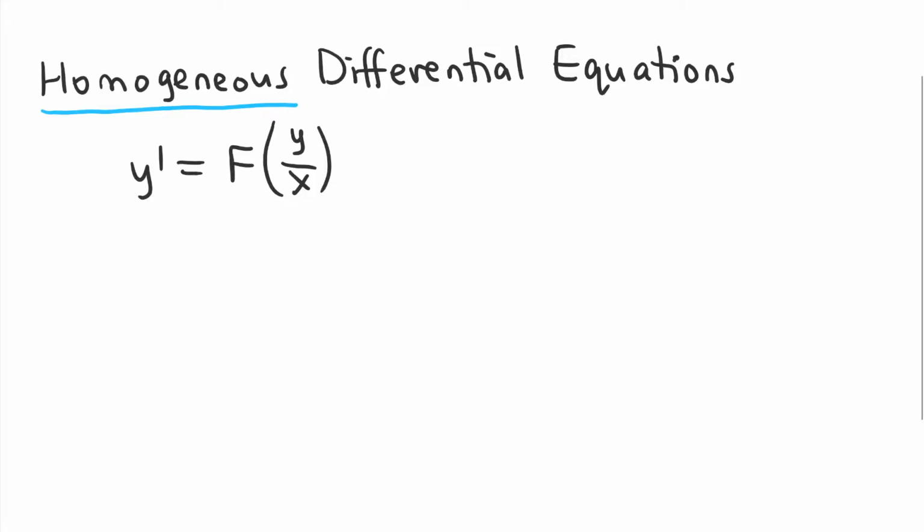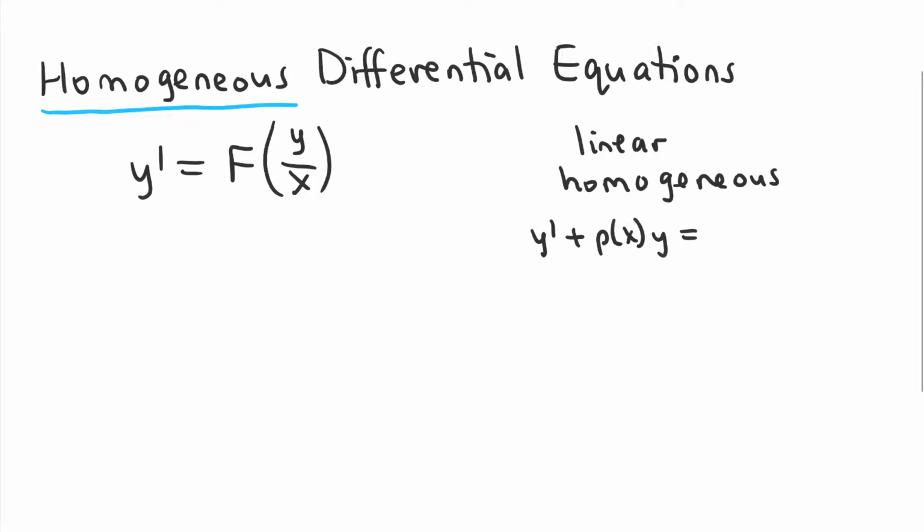Now, first off, note that this has nothing to do with linear homogeneous differential equations, the ones where we have y prime plus p of x times y is equal to 0, where the right-hand side is 0. This has nothing to do with those types of homogeneous. It's a completely different use of the word homogeneous. In fact, it's related to homogeneous functions, which is an entirely separate concept that you don't really need to know. Just know that homogeneous differential equations are different than linear homogeneous differential equations.